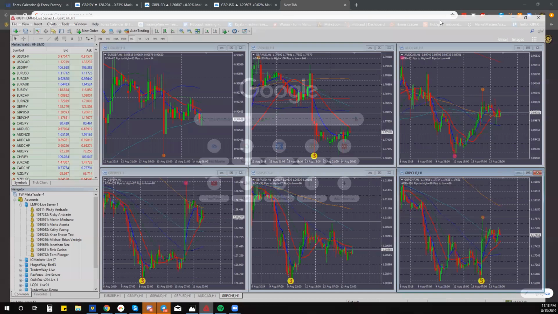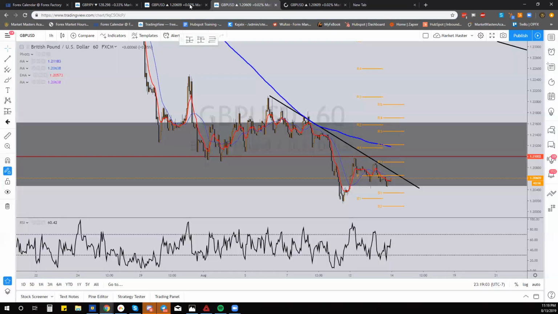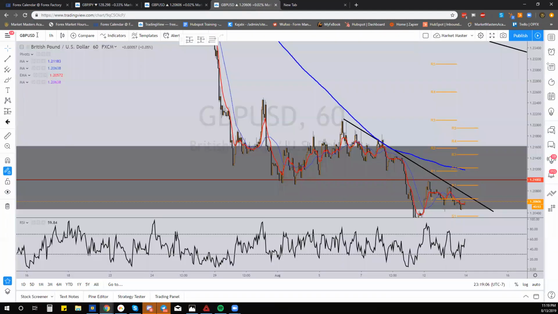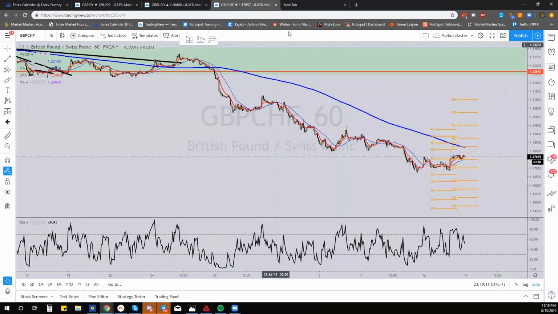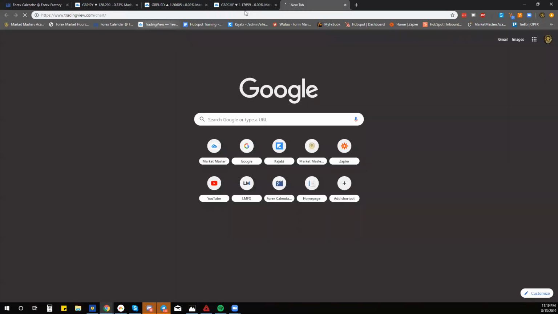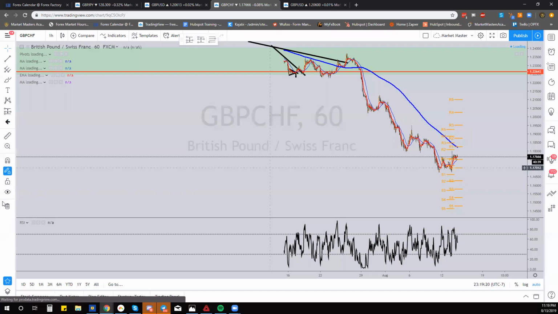Okay, let's check out GBP CHF. Someone had mentioned if I can check out EUR USD. I'll check that one out after this one. So I'll make sure to put it here. Okay, so GBP CHF. I'm going to start off by erasing everything.